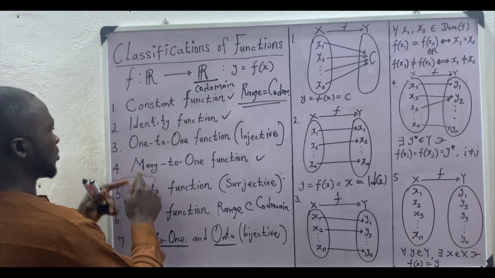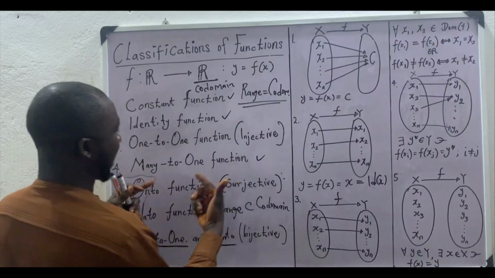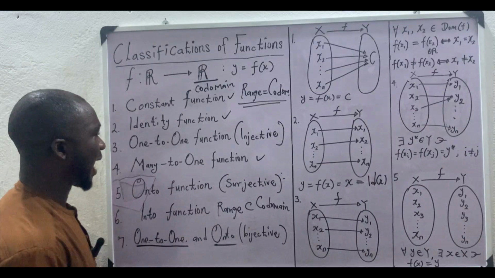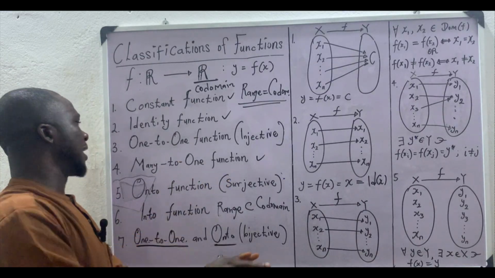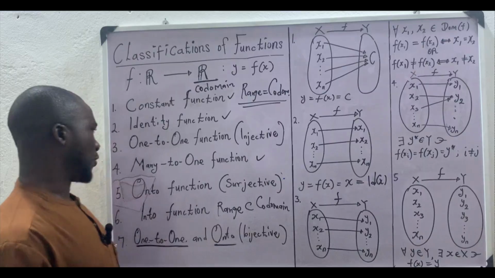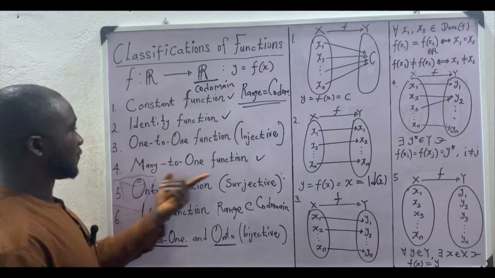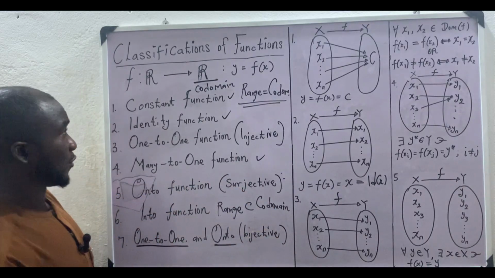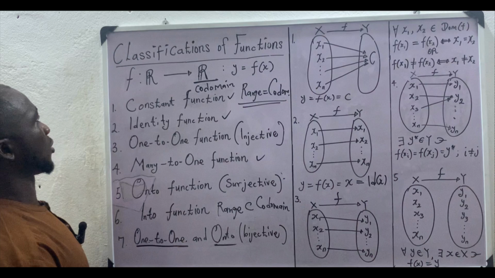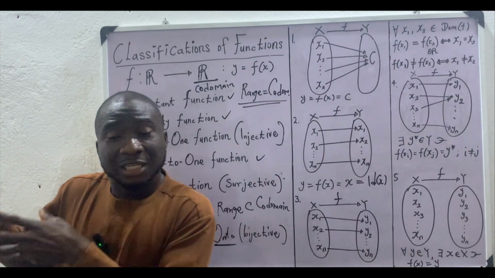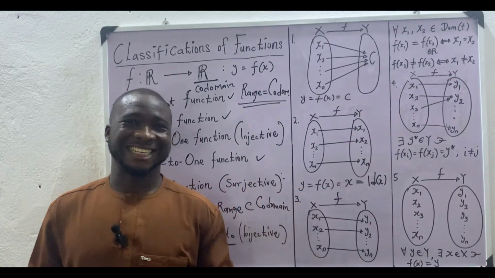For example, if I have a many-to-one function and the inverse exists, then the inverse will be a one-to-many function, and a one-to-many relation is not a function. That is to say that the inverse of this kind of function will not be a function. These are the classifications of functions based on how a function assigns elements in its domain to distinct elements in its range.